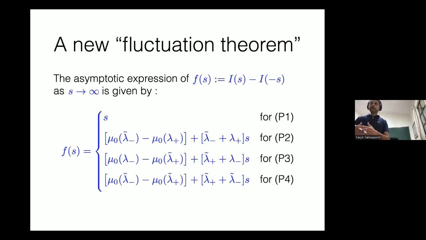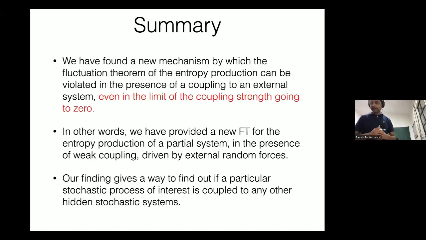So that's why you get this fluctuation theorem violation even in the limit delta going to 0. You can either call it a violation of the fluctuation theorem, or you can also call it a new kind of fluctuation theorem, which, instead of saying f of s equals s, says f of s is given by something else, whose asymptotic forms, basically the slopes, are just given by this one. And in these examples, what I showed you is that you can access all these regimes. So let me just summarize.